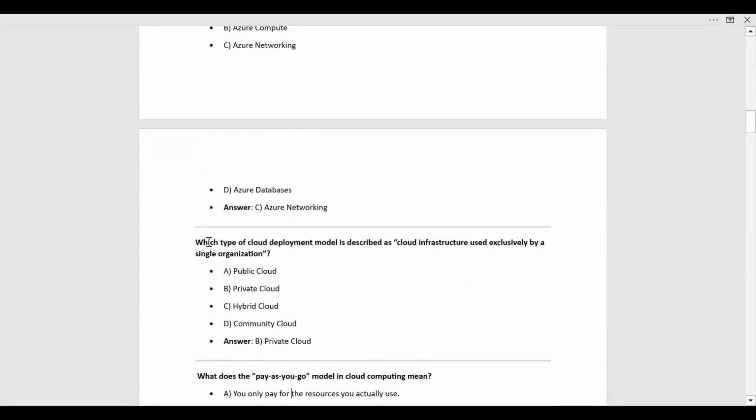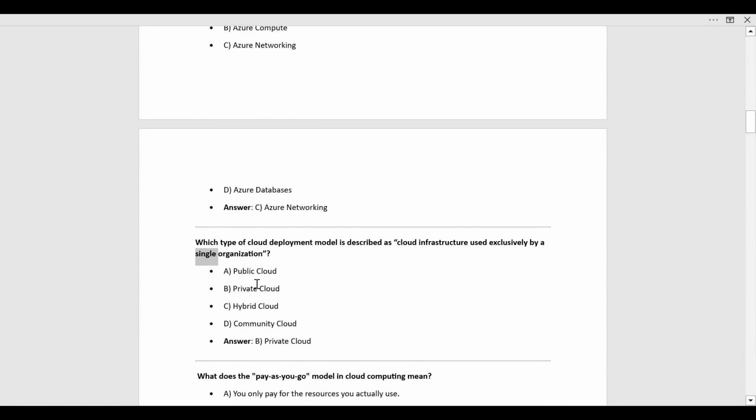Which type of cloud deployment model is described as cloud infrastructure used exclusively by a single organization? So this is the keyword. This we have discussed yesterday. These are the four options we have: public cloud, private, hybrid, and community. And this is the keyword. They are asking which type corresponds to a single organization.